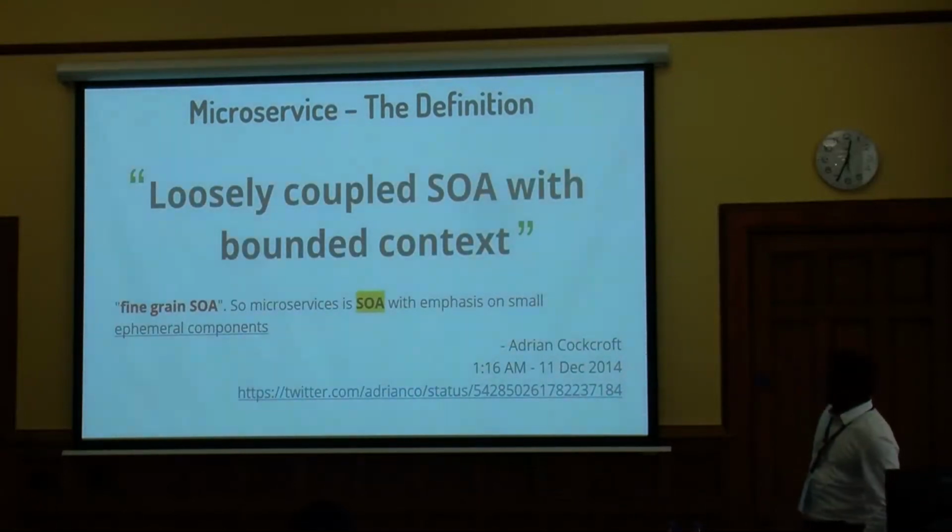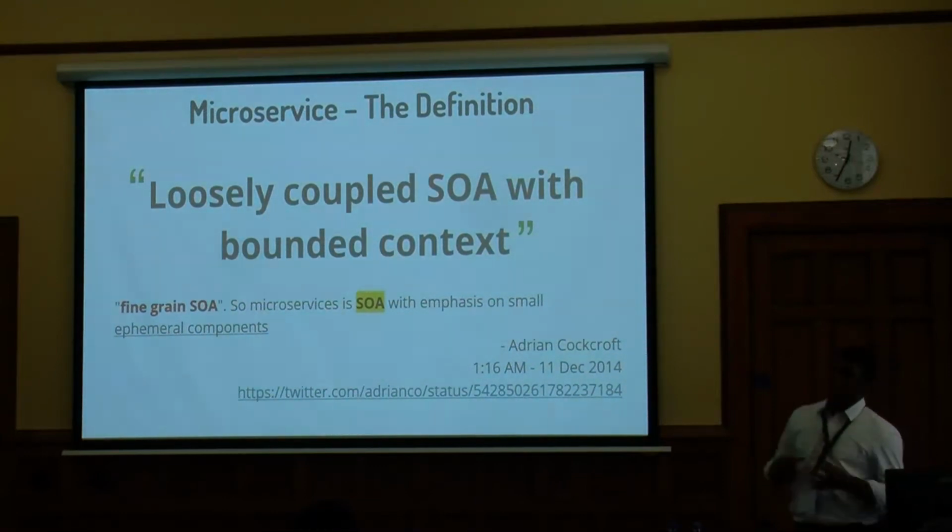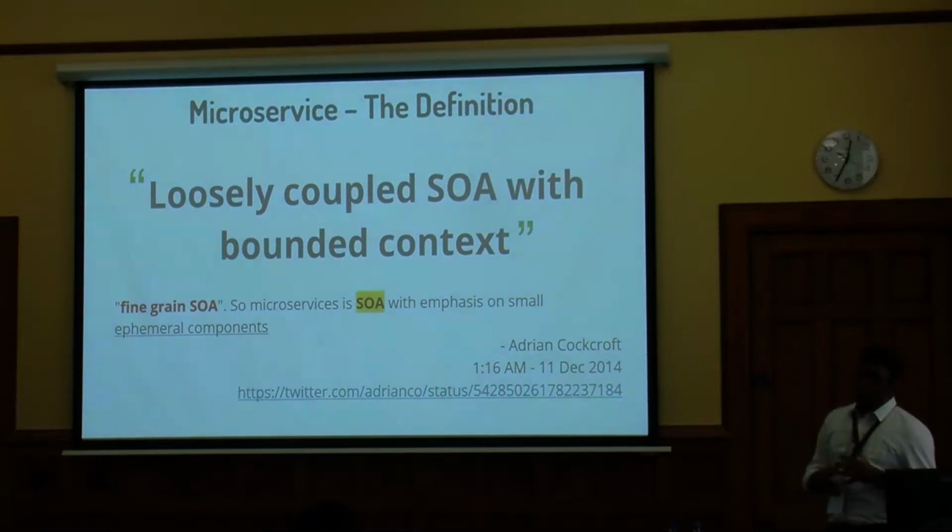Another definition is put forward by Adrian Cockcroft. They are nothing but a fine-grained SOA with a bounded context. The context of a microservice is already defined. You should not move further from what you actually planned to do. If it's a claims service, it should stop at the claims. It should not have knowledge about policy, quotes, and everything else. I'm talking about insurance because the use case is going to be insurance.